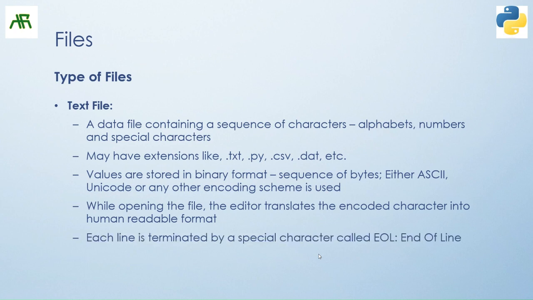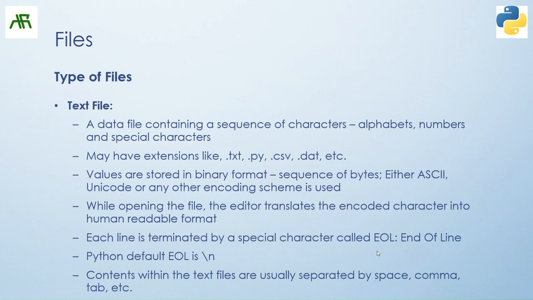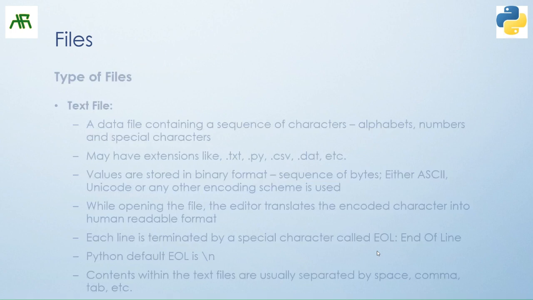Each line is terminated by a special character called end of line. In Python, the default end of line is \n, but it can be set as a different character also with programming. Contents within text files are usually separated by space, comma, tab, etc. I mean, these are data elements. The entire line is terminated by an end of line character, but each data element is separated by space, comma, tab, etc.